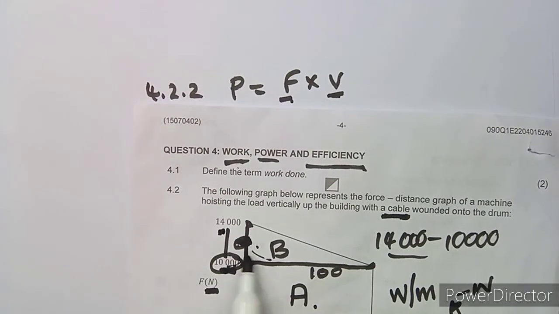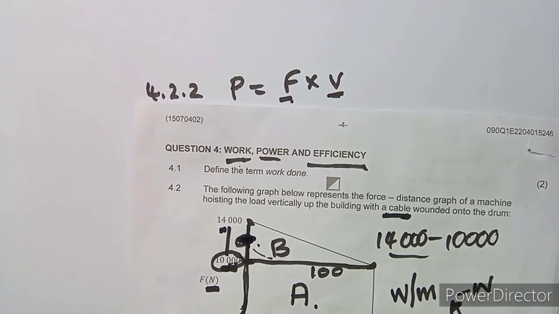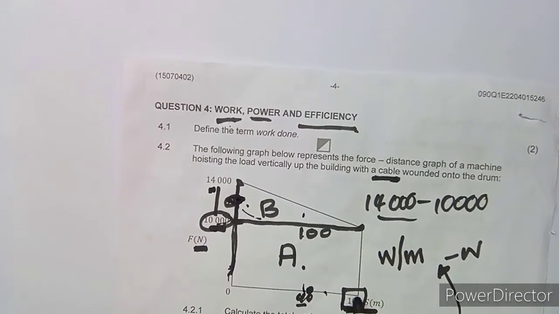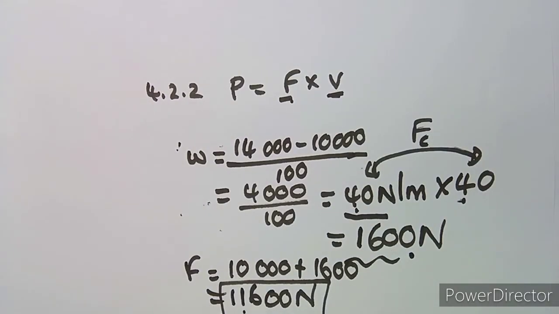This one was at 14,000. Now you're at 11,600, which is actually maybe at this point. Because it's affected, it's no longer at 100, it is now at 40. So you have to add that one that corresponds with 40. Okay, so why are we calculating this force?